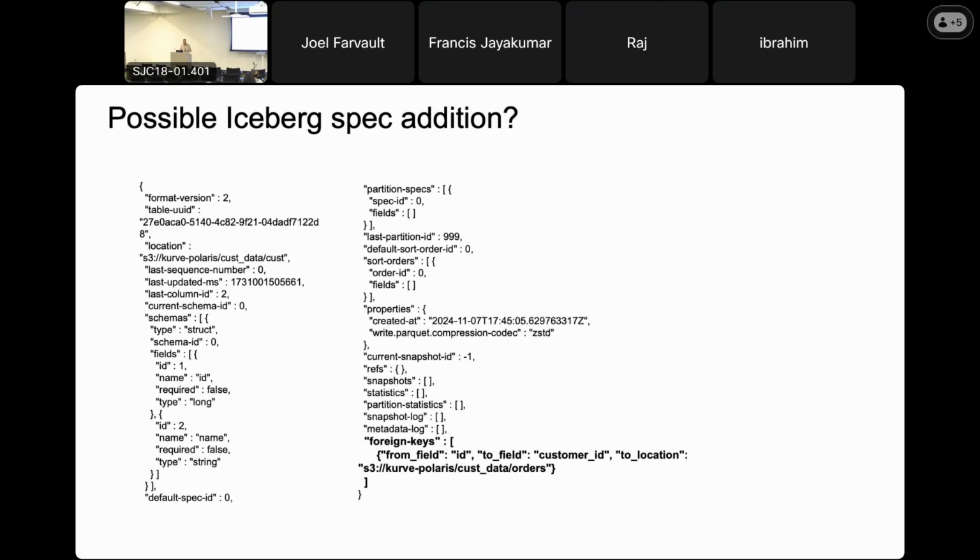Could be a possible Iceberg spec addition, just to add a little foreign key-value here. I'm not a committer, but if anyone in the room is, I think this would be a great idea.